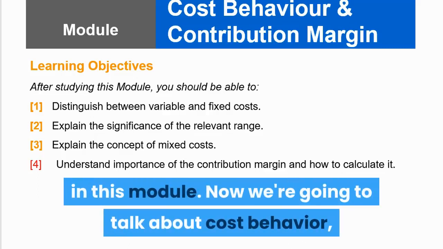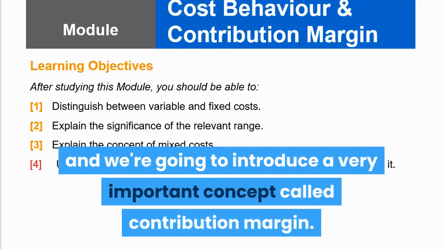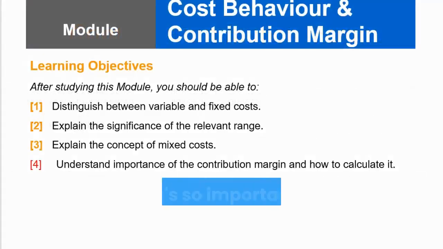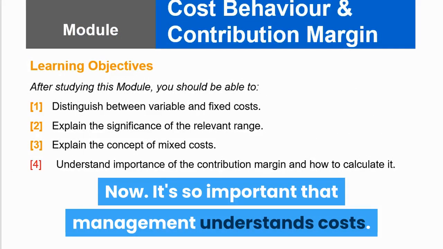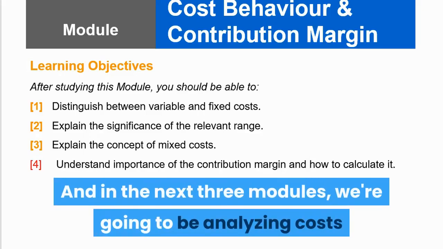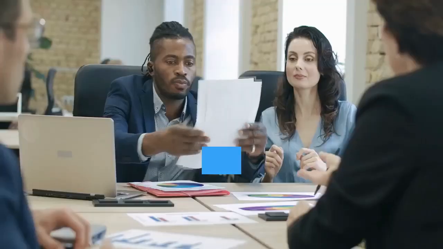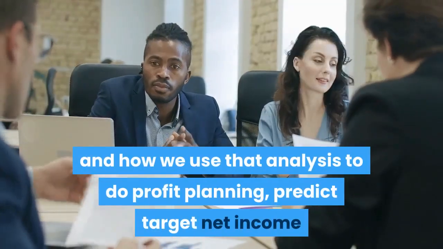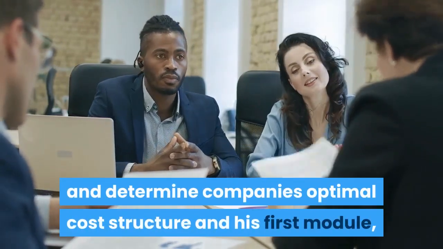In this module, now we're going to talk about cost behavior, and we're going to introduce a very important concept called contribution margin. The contribution margin is a very useful tool for managers. Now, it's so important that management understands costs. And in the next 3 modules, we're going to be analyzing costs and how we use that analysis to do profit planning, predict target net income and determine a company's optimal cost structure.